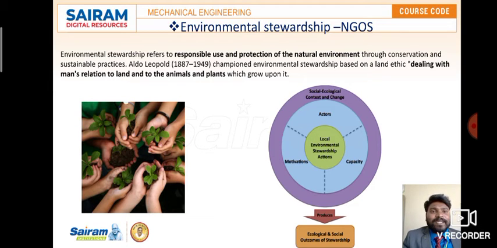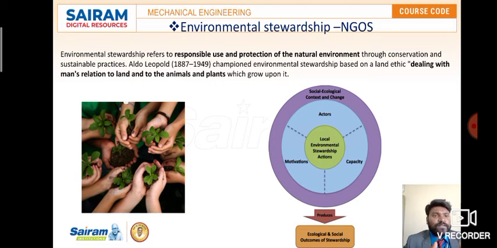So from the year 1887 to 1949, he anchored this particular environmental stewardship, and he introduced it and became the founder of this. And what does the environmental stewardship talk about? It is the responsible use and protection of the natural environment. This environmental stewardship deals with man's relationship to land, animals, and plants which grow upon it.